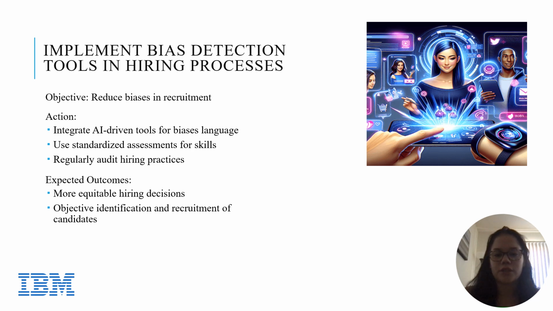Our third solution is to implement bias detection tools in our hiring processes. This involves integrating AI-driven tools to assess job descriptions and candidate evaluations for biased language or criteria. We will also use standardized assessments to objectively measure candidates' skills relevant to job requirements and regularly audit our hiring practices. These actions are expected to result in more equitable and objective hiring decisions and enhance our ability to recruit candidates based on skills rather than traditional qualifications.